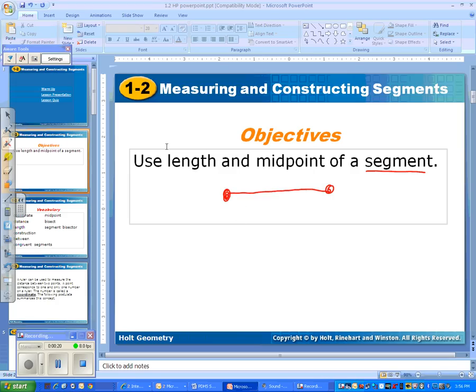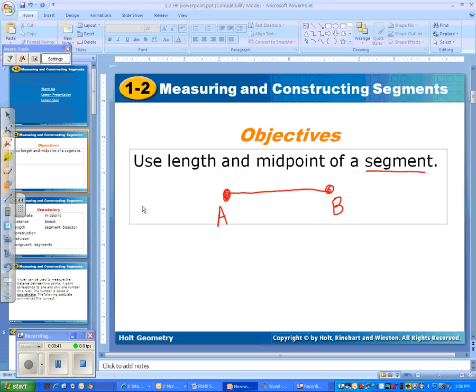We're going to find length, and we're going to use midpoints and other points to find out how long line segments are. So for example, if you are over here at point A and the mall is over here at point B, what can we do to try to figure out how long this line segment is, or how far away you are from the mall?